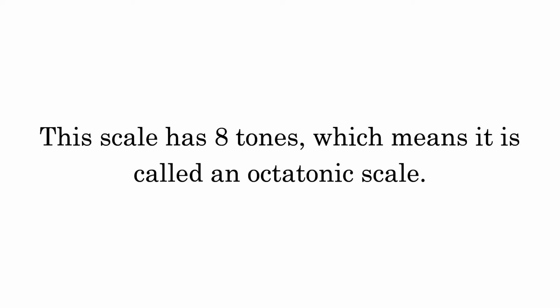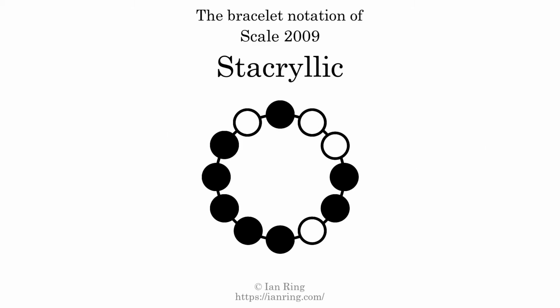This scale has 8 tones, which means it is called an octatonic scale. This is a bracelet notation diagram of Scale 2009. The shaded circles represent tones that appear in the scale, and they are read clockwise, starting at the top.